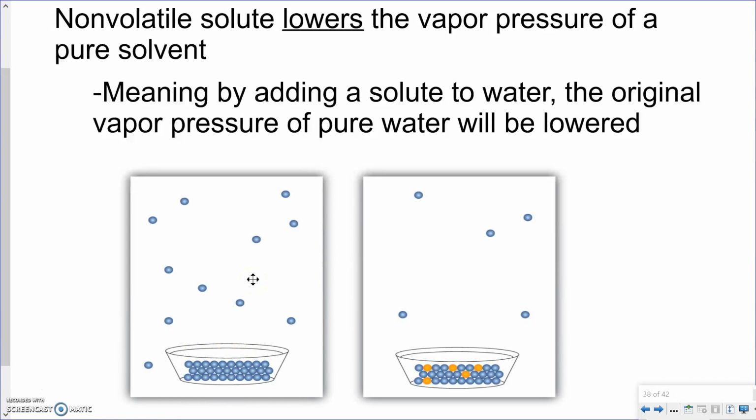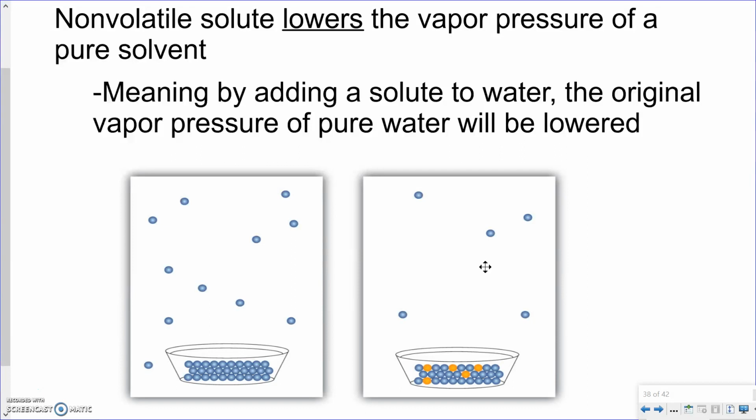Okay? So with that being said, if this is our pure water and we add, let's say, sodium chloride to the mix, what's that going to do? Well, it's going to increase the intermolecular forces. By increasing the intermolecular forces, it's now going to require more energy for the water molecules to be able to escape the liquid phase and turn into the gas phase, which means less are able to do so, and we end up with less molecules above the solution and therefore a lower vapor pressure.